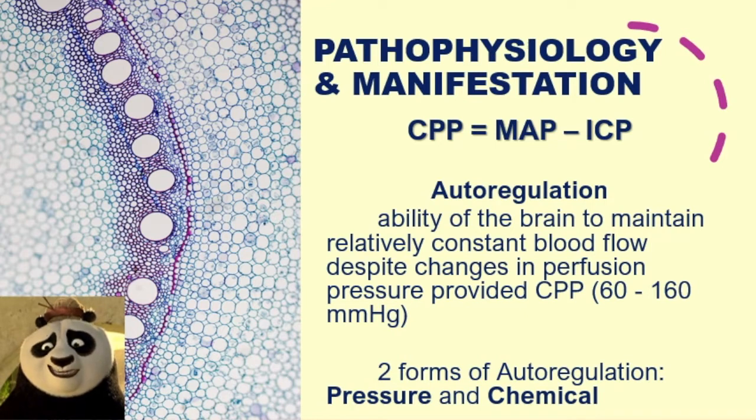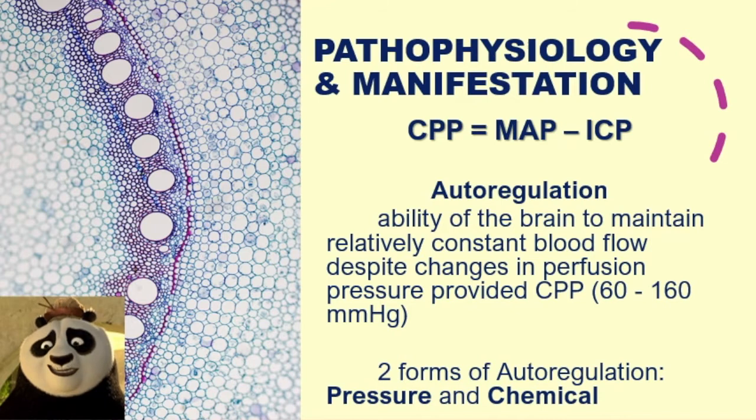Your CPP is your cerebral perfusion pressure. That is the difference between your mean arterial pressure and your intracranial pressure. So what do we mean by that? Recall that your mean arterial pressure is computed as 2 times diastolic plus systolic, divided by 3. Basically, it is from your blood pressure.